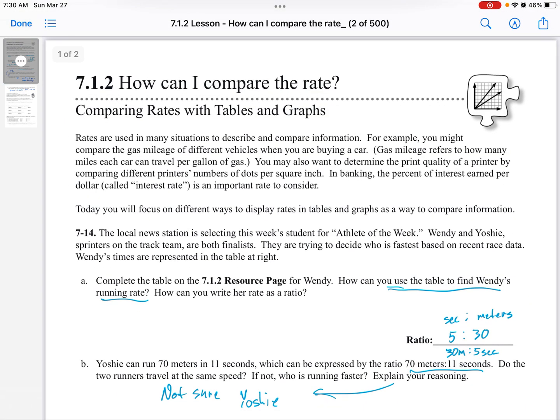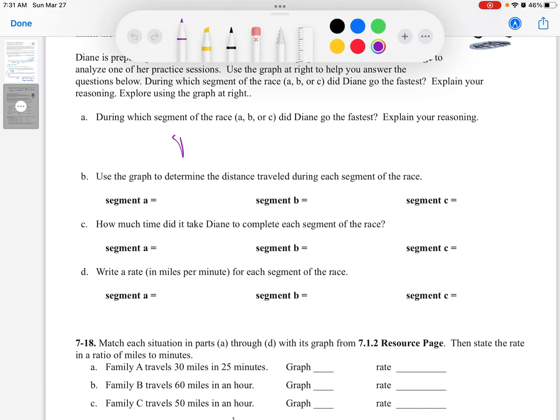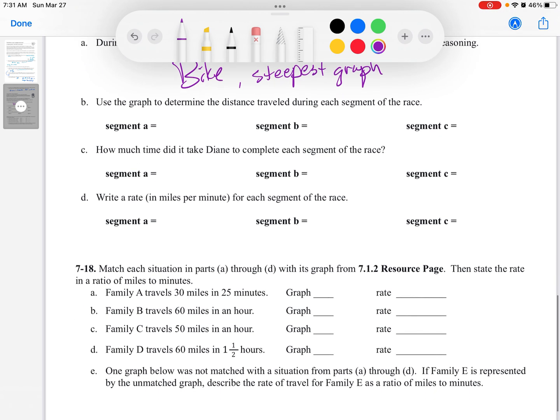Let's go back to answering those questions. During which segment of the race did Diane go fastest? I think it's pretty obvious that it would have to be during the bike. Explain. That was that steepest graph. Use a graph to determine the distance traveled during each segment of the race.